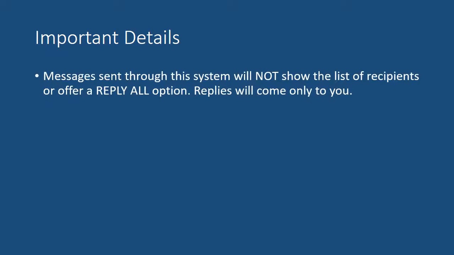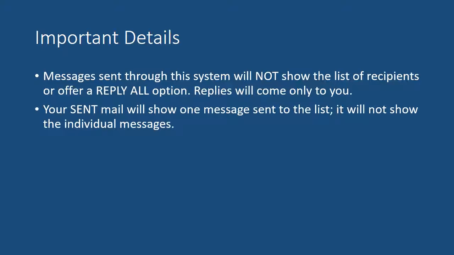As you prepare to put this system to work for your department, there are a few things to keep in mind. First, messages sent through this system will not show the list of recipients or offer a reply all option. Each person sees the message as an email from you to them. They cannot see the other group members' names or addresses. Replies will come only to you. Also, your sent mail will not show the individual messages generated by the system.